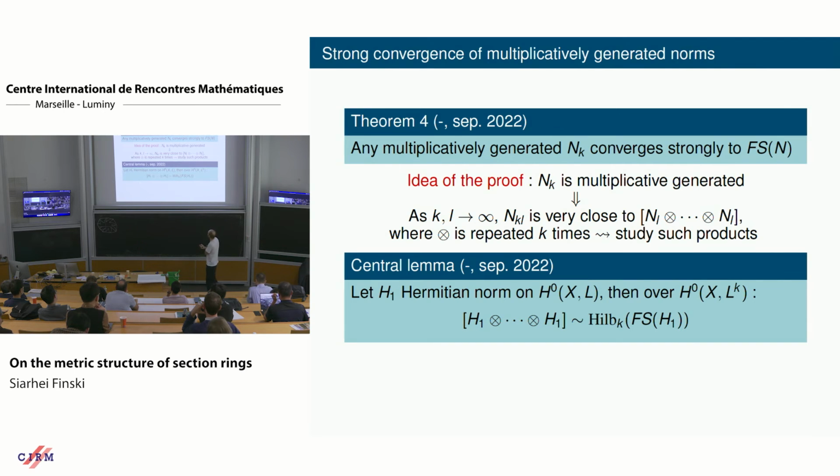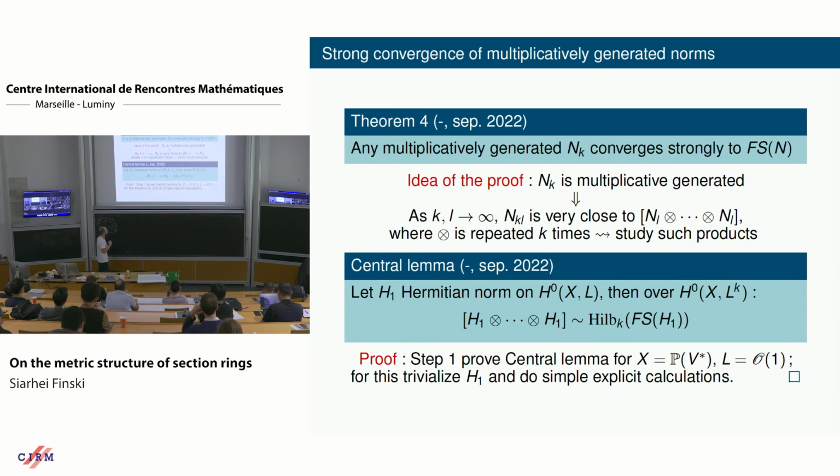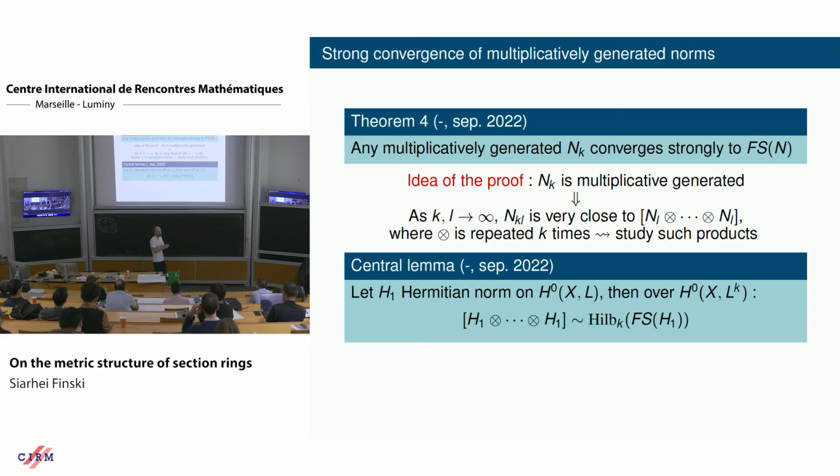So if I'm fixing a Hermitian norm on the cohomology of my very ample line bundle, then it turns out that the norm given by the quotient under this multiplication will be equivalent to the Hilp constructed from the Fubini-Study of the initial norm. So this is essentially the central lemma. Once you have this central lemma, there are lots of technical details to really pass to the proof of this statement, but this is really the core of the argument, the core of the idea. I will now describe certain elements of the proof of this central lemma.